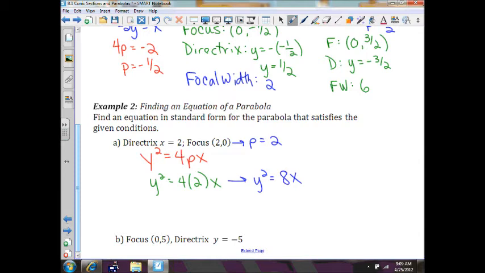Oh, let's actually make a change here too. This focus should read (negative 2, 0). So the p-value is going to be negative 2, which means this will be a negative 8x here. I apologize.